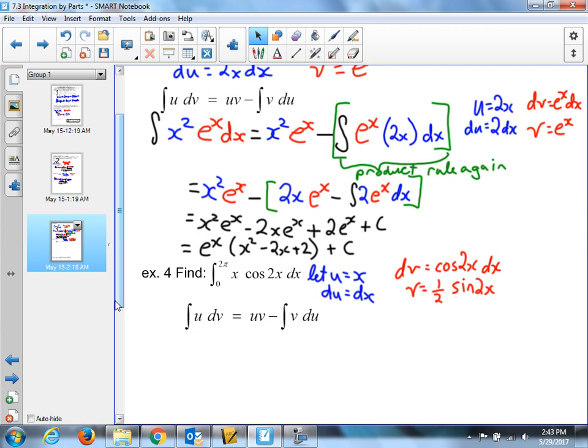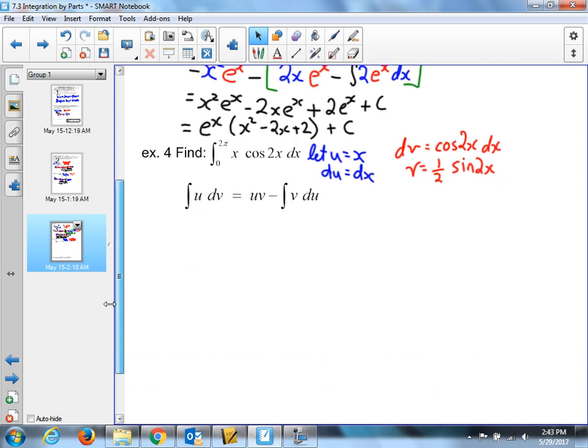Now I'm only going to rewrite so that I can see my color scheme better. You don't have to rewrite this. U is x. And then cosine of 2x.